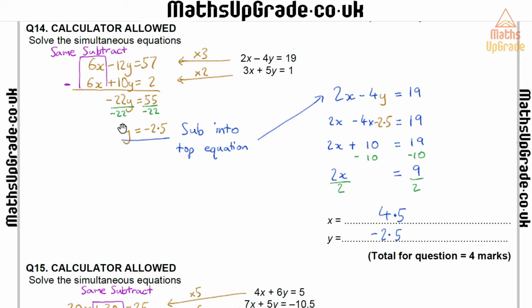Divide by negative 22 on both sides, I'll get y equals negative 2.5. Sub that into the top equation, and I get 2x minus 4y, which is 2x minus 4 times negative 2.5 equals 19. So you get 2x plus 10 is 19. Subtract 10 from both sides, and then divide both sides by 2, and I get x equals 4.5, and of course y equals negative 2.5.